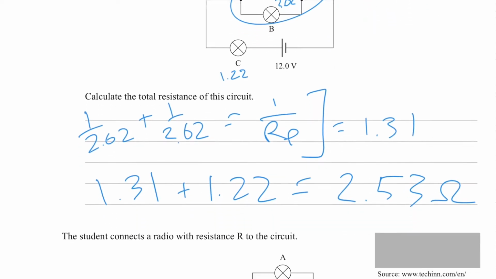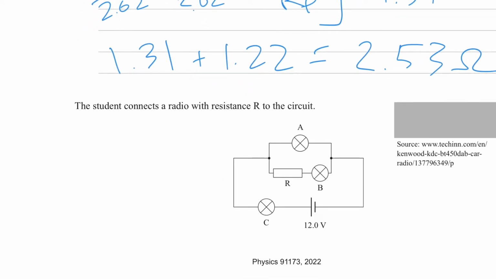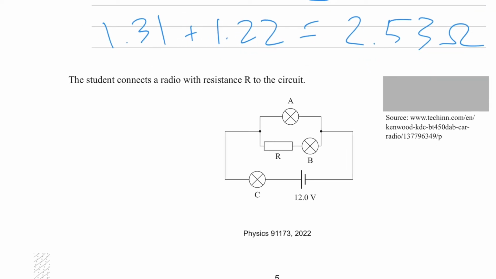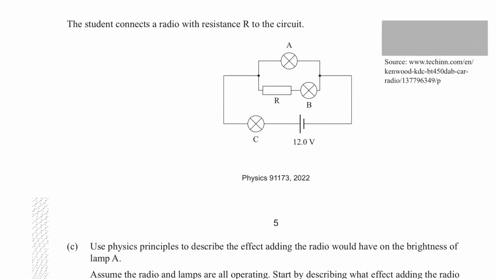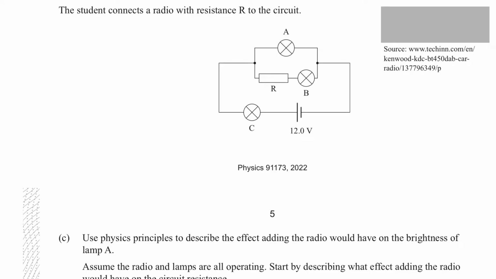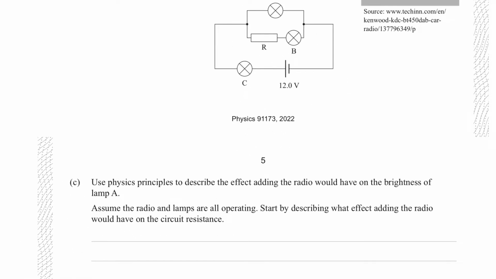That's the total resistance. Student connects a radio with a resistance R to the circuit. Okay, this is going to be like what happens to the current or something maybe. Use physics principles to describe the effect adding the radio would have on the brightness of lamp A. Ooh, that's a bit interesting. Assume the radio and lamps are all operating, so they're all adding a resistance to the circuit. Start by describing what effect adding the radio would have on the circuit resistance.